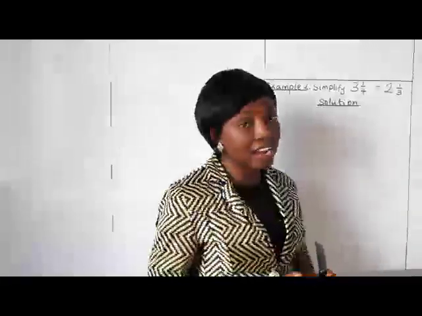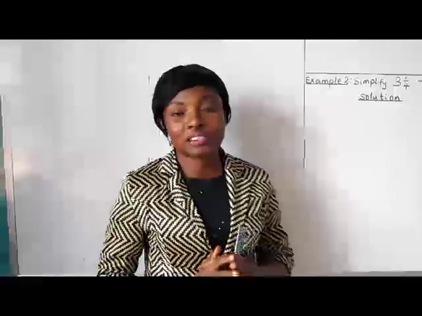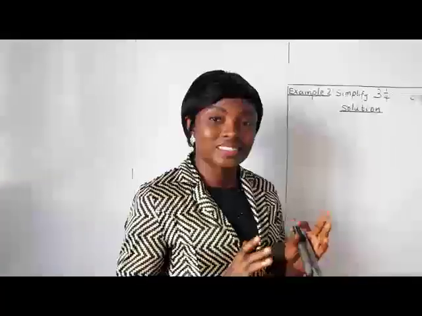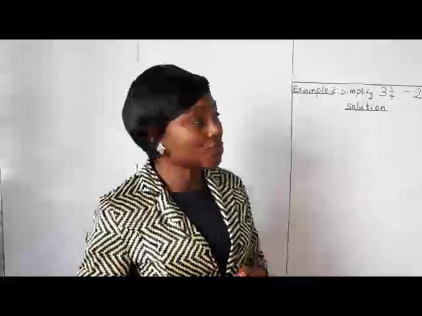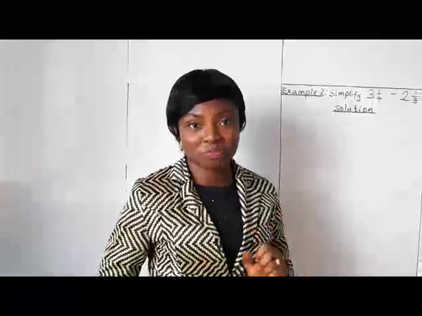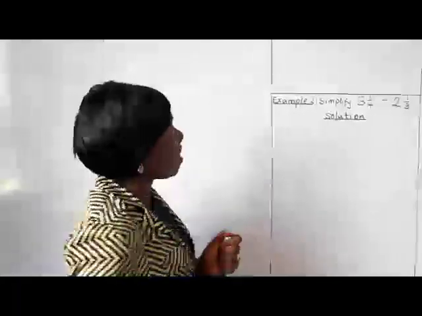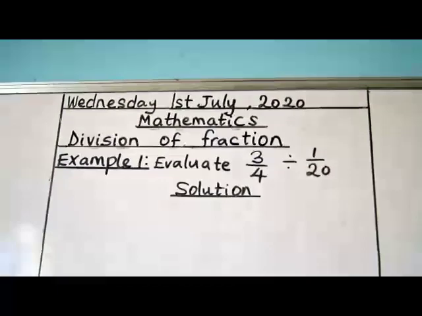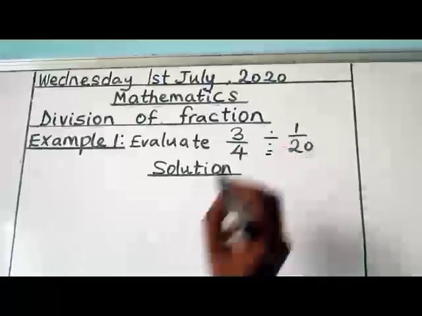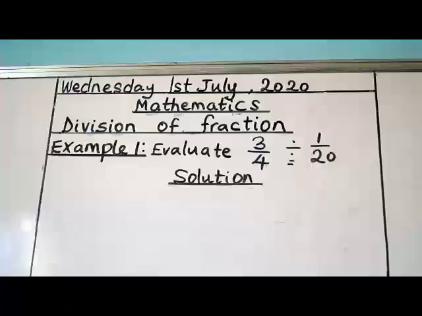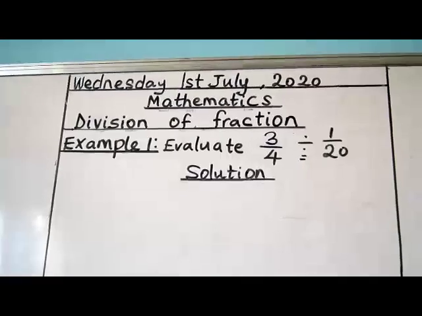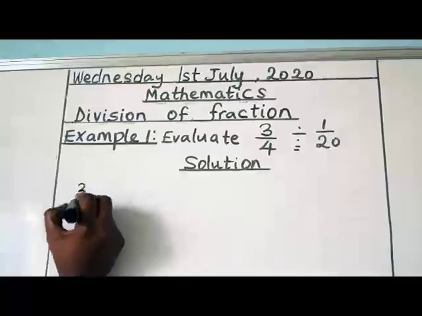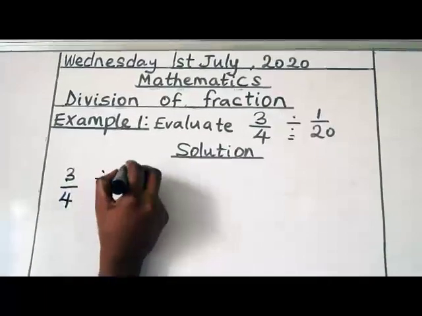Division of fractions. In our last class, we looked at multiplication of fractions, and we're going to use about the same method we used last week in today's math. Alright, so this first example I have: evaluate 3 over 4 divided by 1 over 20. Don't be scared of this sign. All we want to do today is to change that sign to multiplication so that we can use the same method we used last week to solve this question. So I have 3 over 4 divided by 1 over 20.